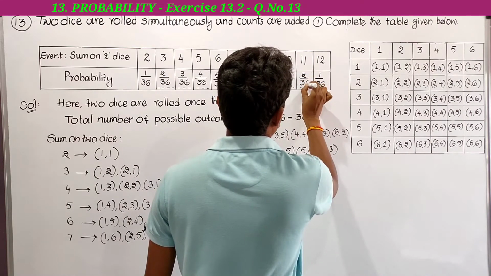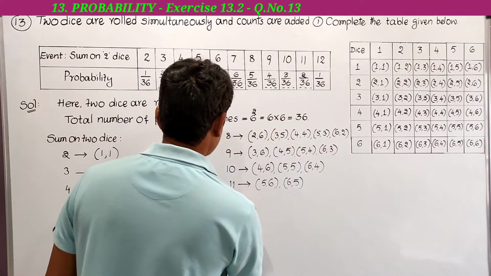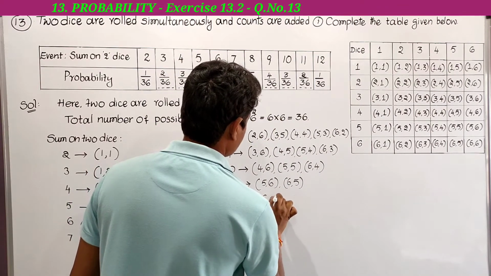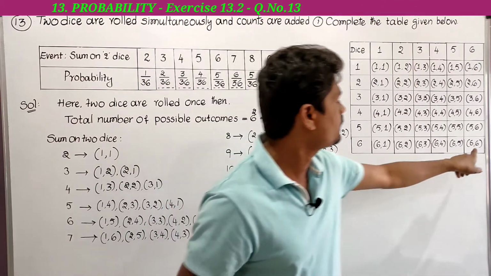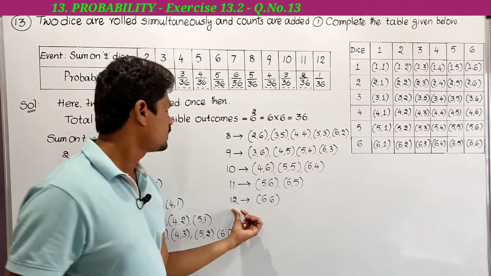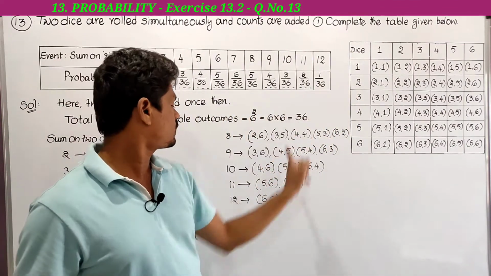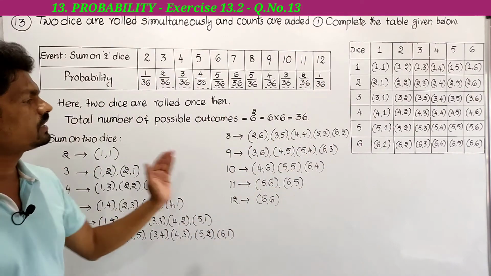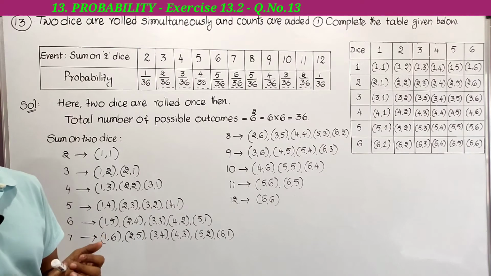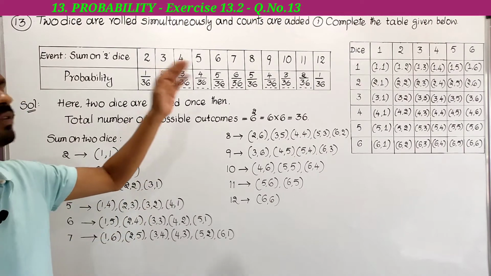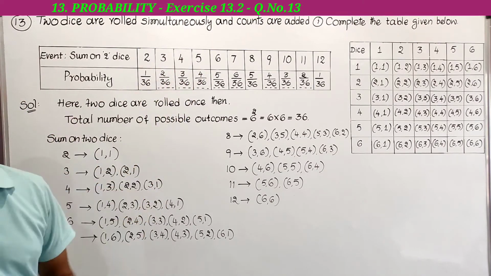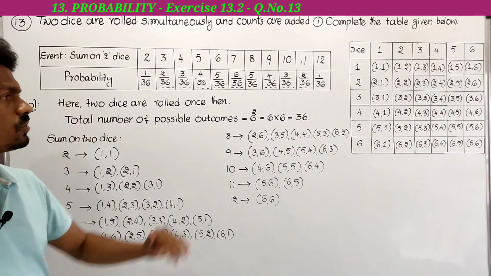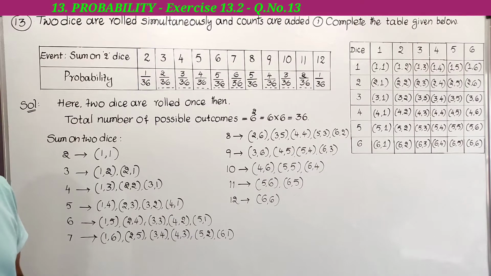So next he has given 12, it is 1 by 36. So there is only one favorable outcome, that is 6 comma 6. 6 plus 6 is 12. So here favorable outcome is only 1, by total number of possible outcomes 36. So like this we can find the probability that sum on 2 dice is 2, 3, 4 and so on up to 12. So this is the first one. So we have completed the table using total number of possible outcomes.